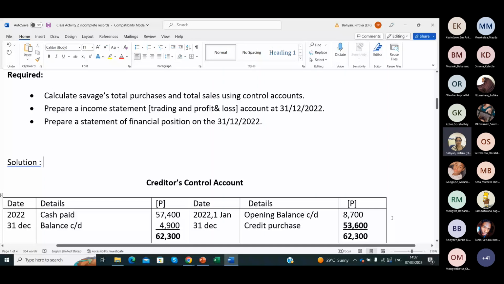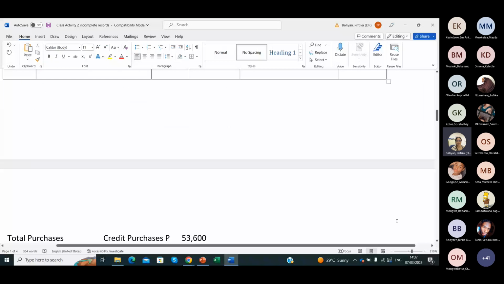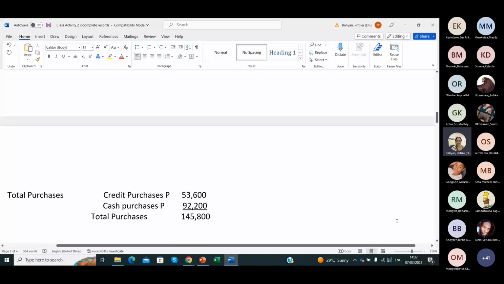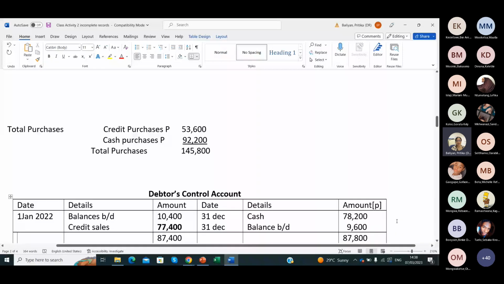Once you get the credit purchase, then you find the total purchase by adding the cash purchase. The cash purchase is given in the question where it is written cash payment, right? So you add the cash purchase and the credit purchase and get the total purchase. Same thing for the debtors control account, we determine the credit sales.